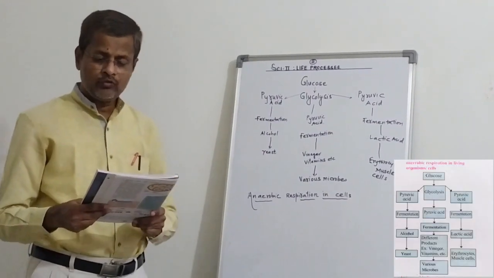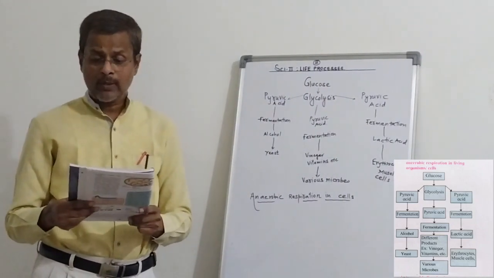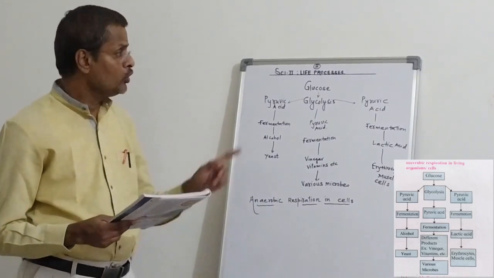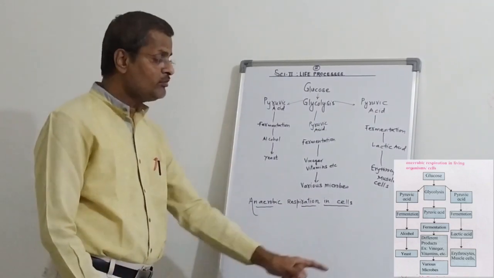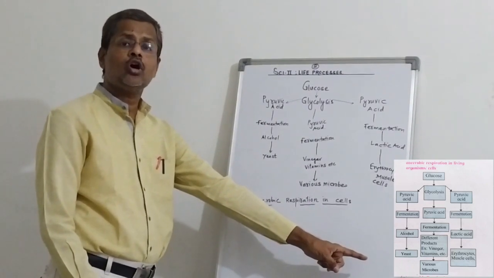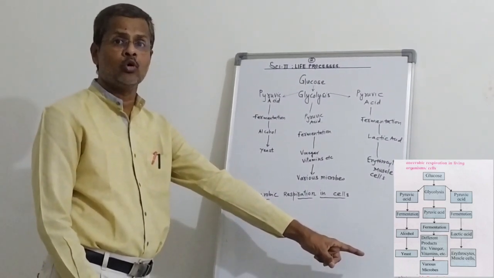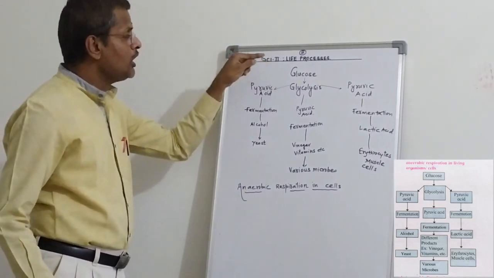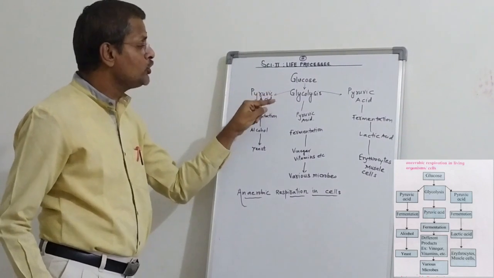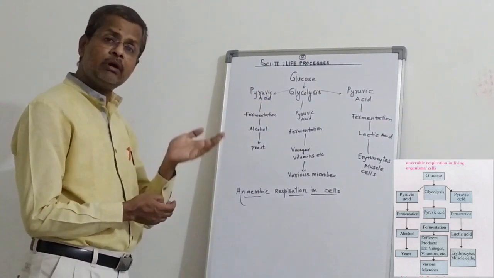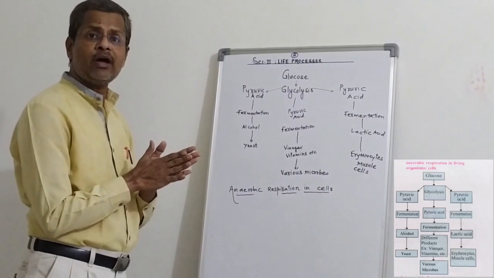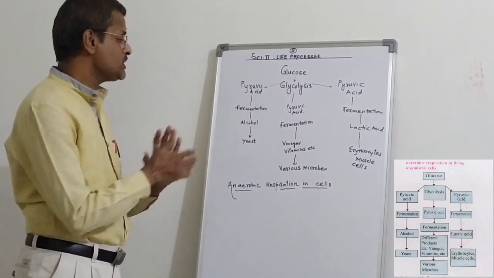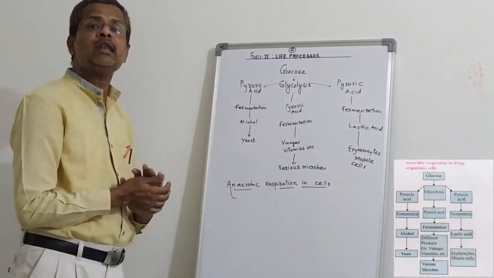Here we are with anaerobic respiration in living organisms or cells. Look at the diagram here. The same diagram can be seen on the right hand side of the blackboard. So, glucose undergoes glycolysis to produce pyruvic acid, but after production of pyruvic acid, if pyruvic acid undergoes the fermentation process, three different products can be formed.